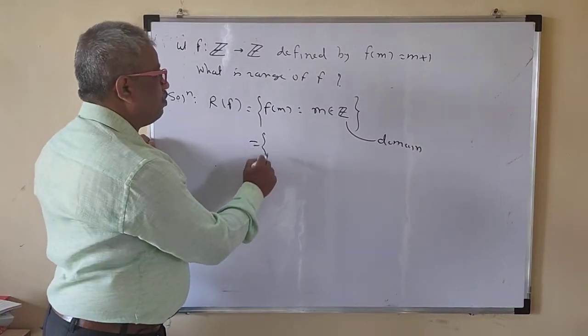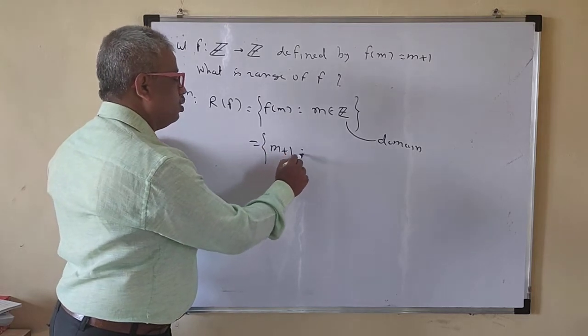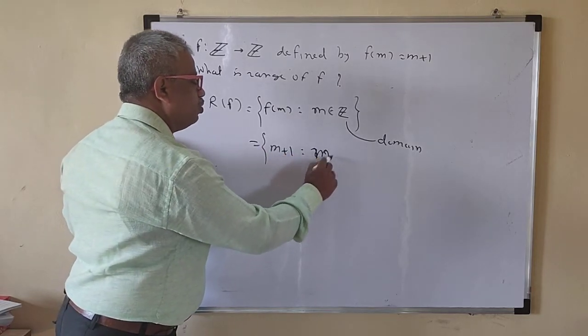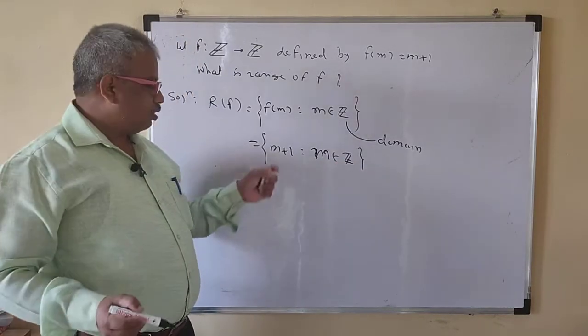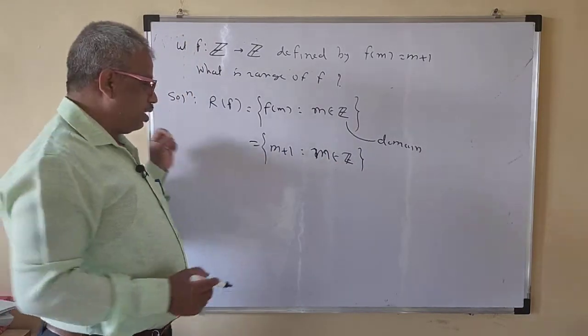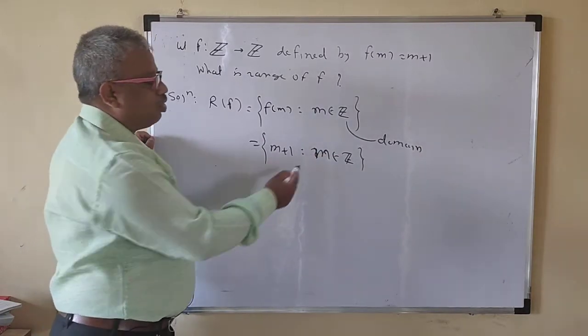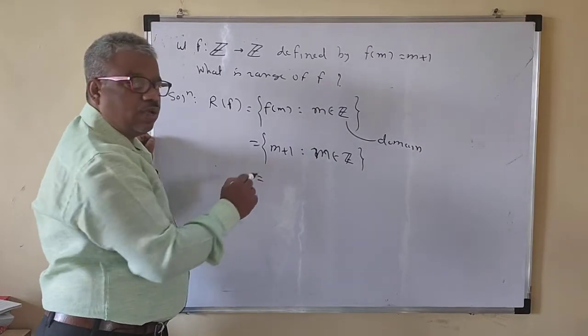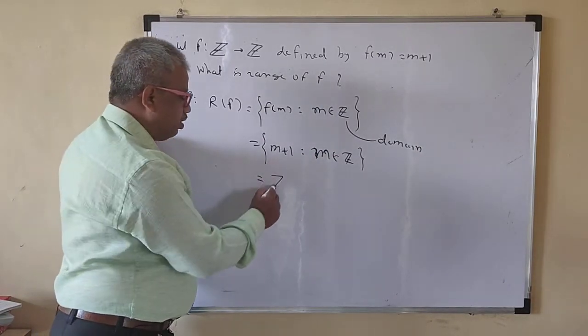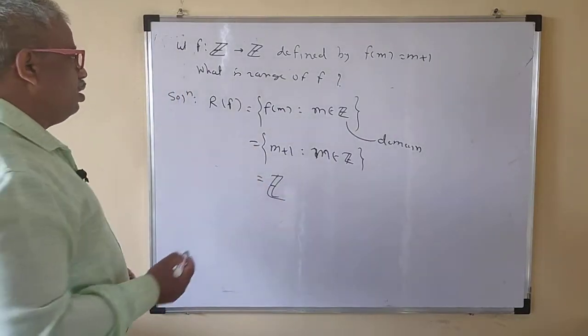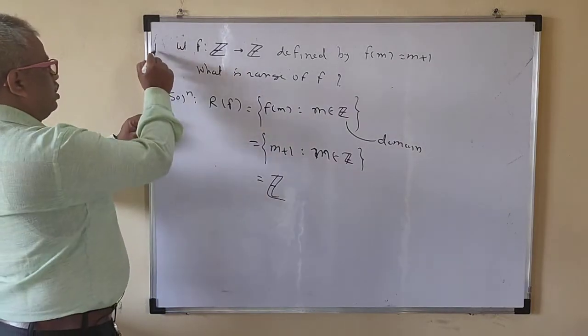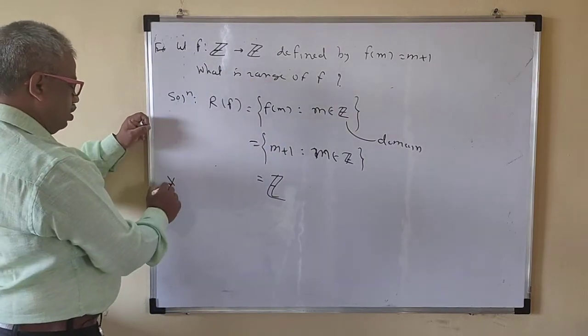So what is f of m? f of m is m plus 1, where m belongs to Z. Now m is an integer, so m plus 1 is also an integer, for all m. So it is the same as the set Z. So the range of f is also Z. Okay, now the second problem. Okay, so next example.